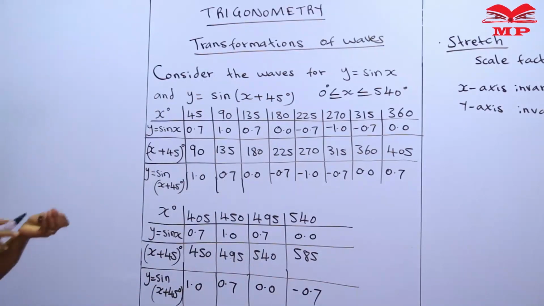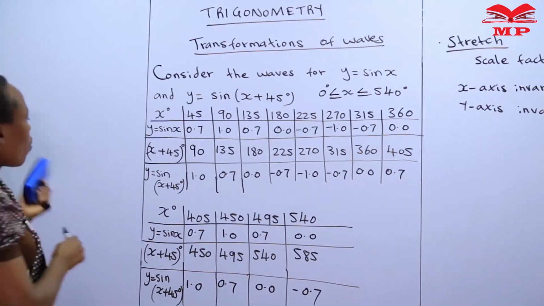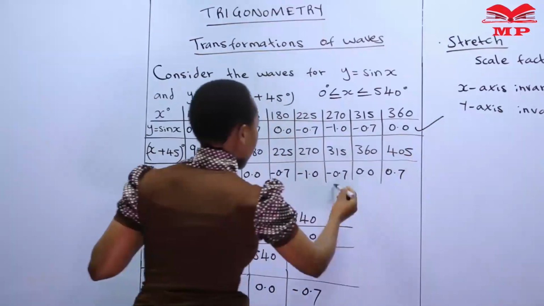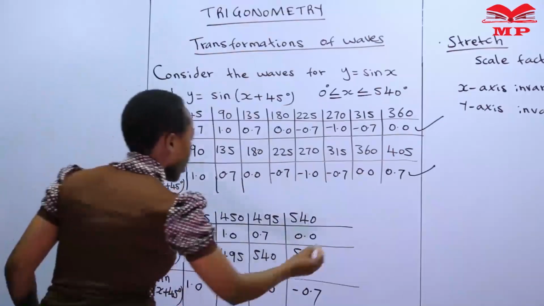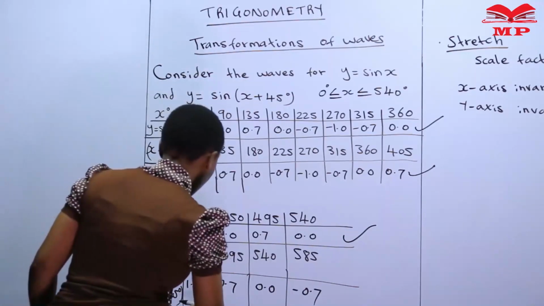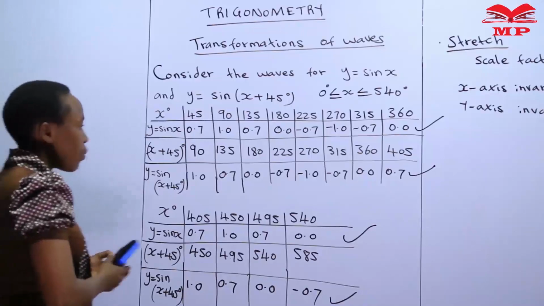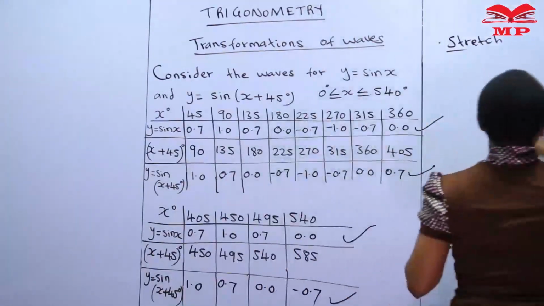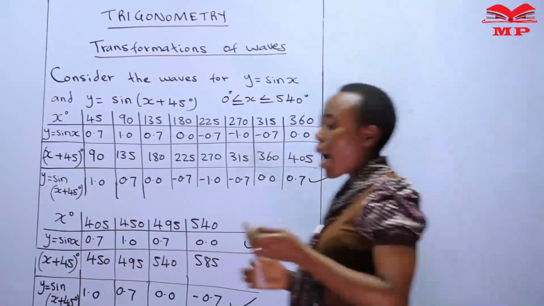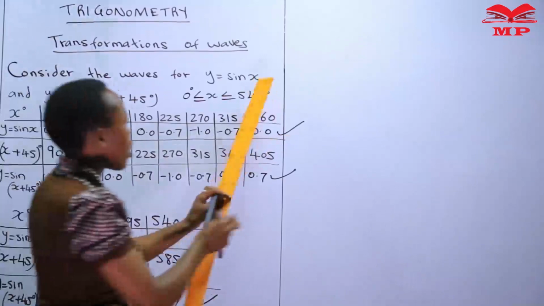Then after having that, we need now to plot. We need to plot, whereby for y is equal to sine x, we consider this. Then for the other one, we consider that one. We consider this for sine x. Then sine (x plus 45 degrees), we consider that. So we need to plot now the waves. We plot the graphs on the same axis. Then we are going to describe the transformation.